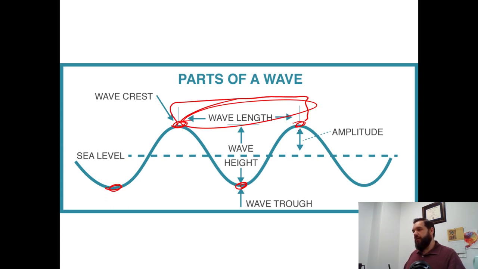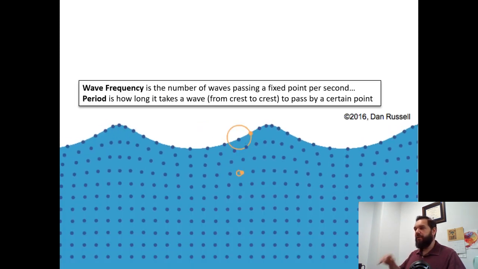The amplitude of the wave is the distance from the normal sea level to the crest, and you could also measure it from the normal sea level to the trough. Both would be the amplitude. The wave height is 2 times the amplitude. So 2 times amplitude is equal to the wave height. That's the height from the trough to the crest. Okay, so that's all you need to know about the anatomy of a wave.